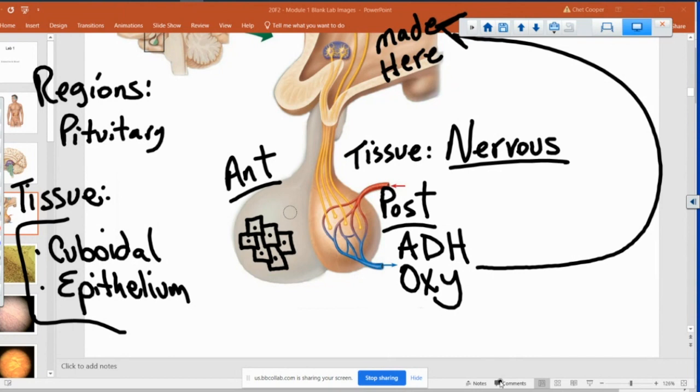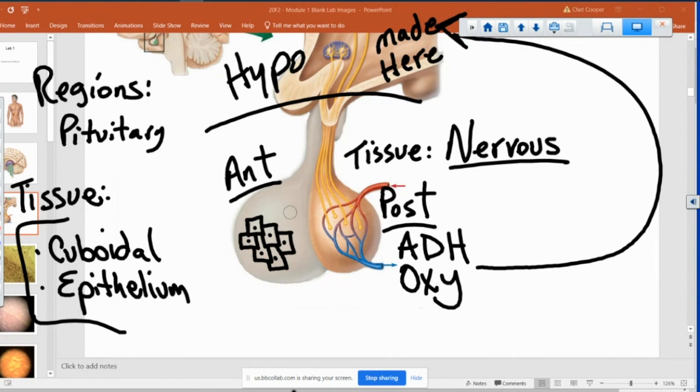ADH and oxytocin are made up there. Hey, who remembers? What was the gland that controlled the pituitary? Hypothalamus. There it is, right up there. That's the hypothalamus. So ADH and oxytocin are made in the hypothalamus.